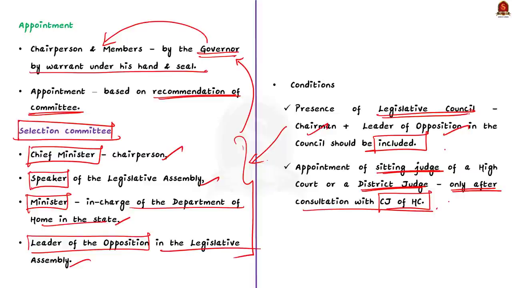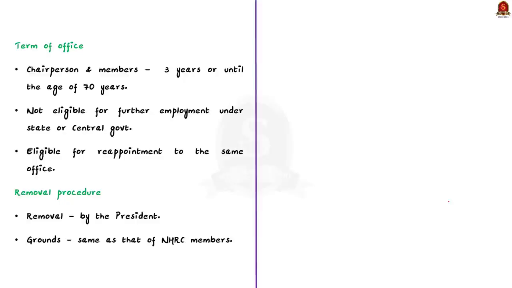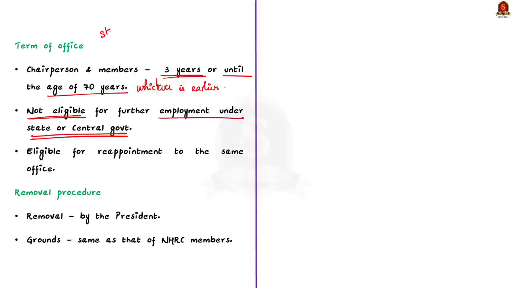Now let's see about the term of office of chairperson and members. See, the chairperson and members hold office for a term of 3 years or until they attain the age of 70 years, whichever is earlier. Now, on ceasing to hold office, the chairperson and members are not eligible for further employment under state government or the central government. So, after retiring from their term, they cannot be employed in any state government jobs or central government jobs. However, the chairperson and the members are eligible for reappointment to the same office.